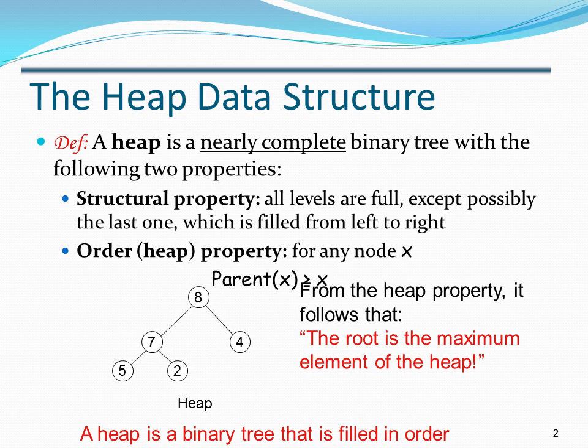Next, heap order property. There are two types of heaps: minimum heap and maximum heap. In the maximum heap, the root is the maximum element of the heap. In the minimum heap, the root is the minimum element of the heap.